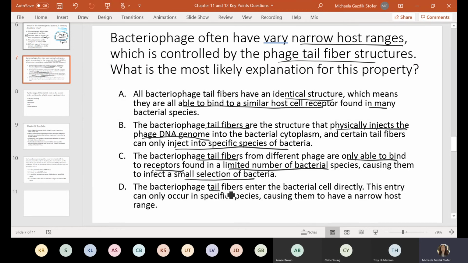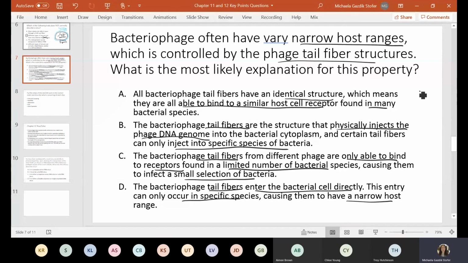And then the last one was that the tail fibers actually enter the bacterial cell directly, and the entry can only occur in a specific species, which makes them have a narrow host range. And so as you went through and tried to answer this question, there's a couple of things you need to think about. The first is, well, what are the tail fiber structures and what are they doing?